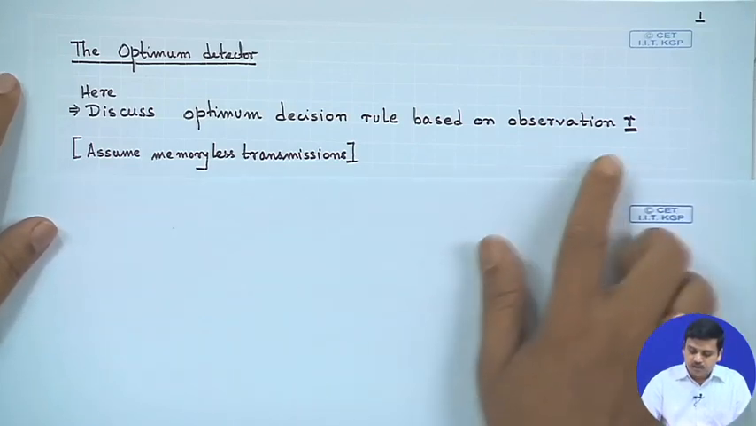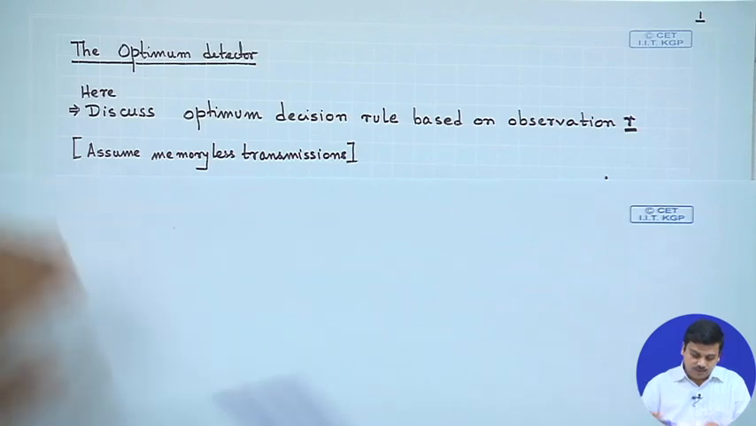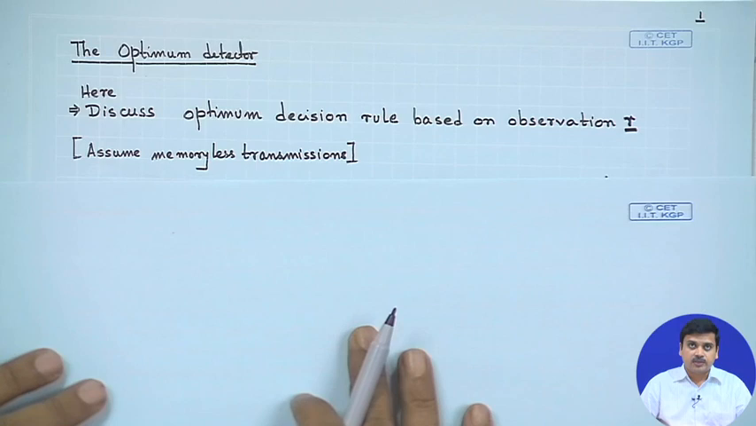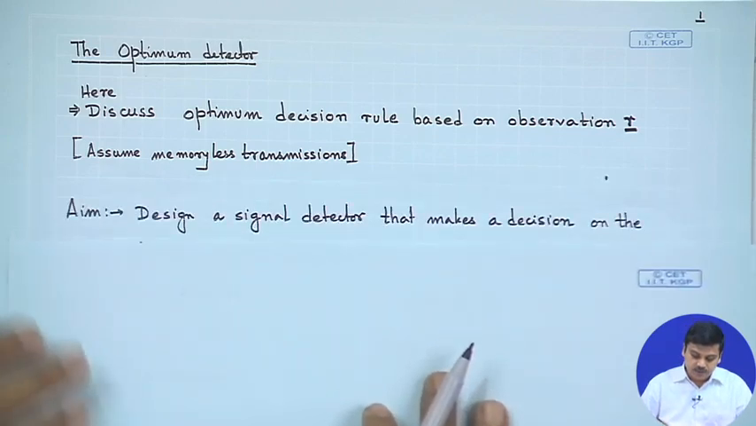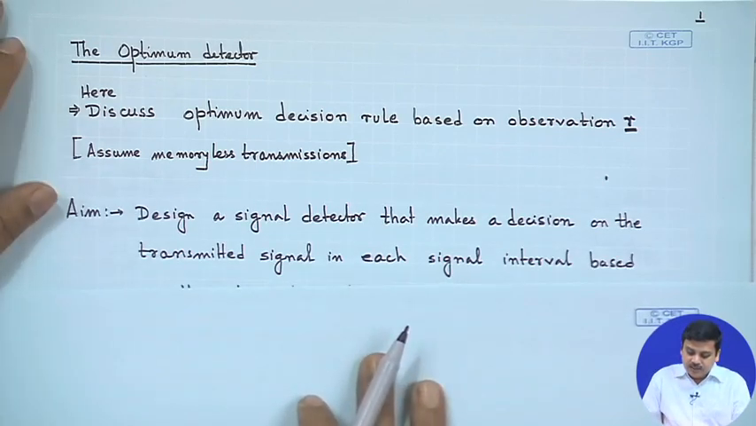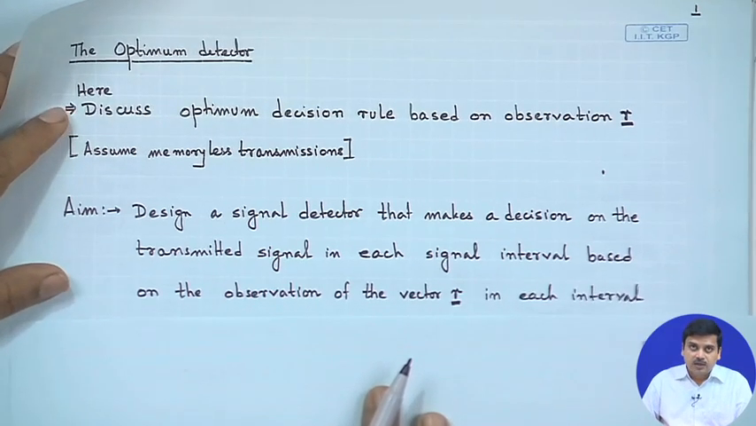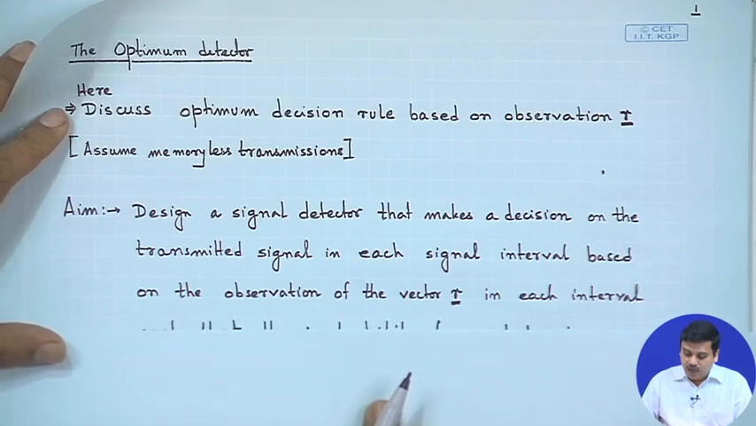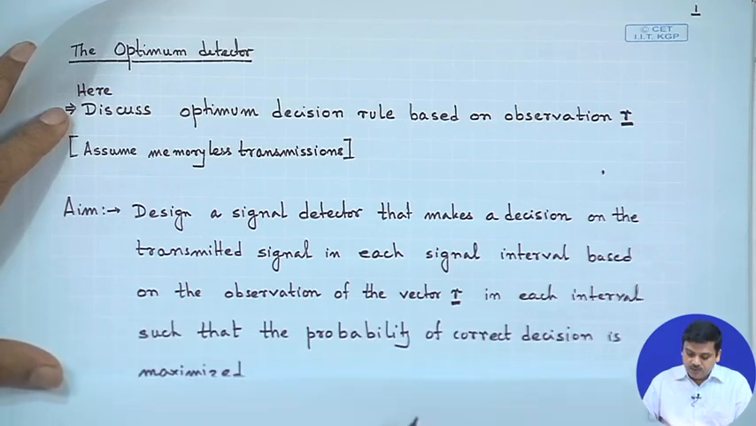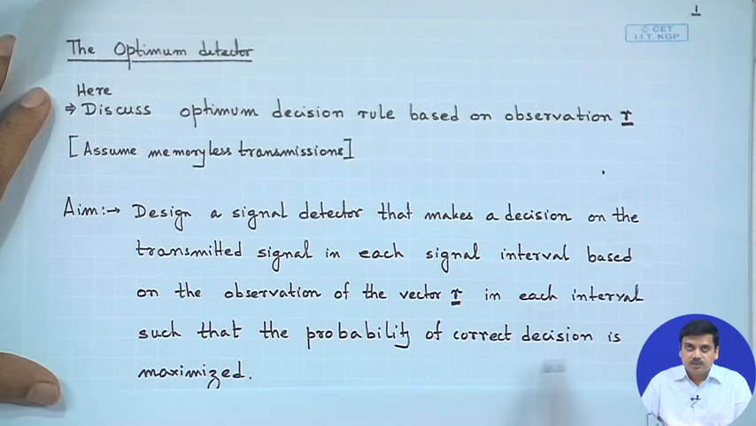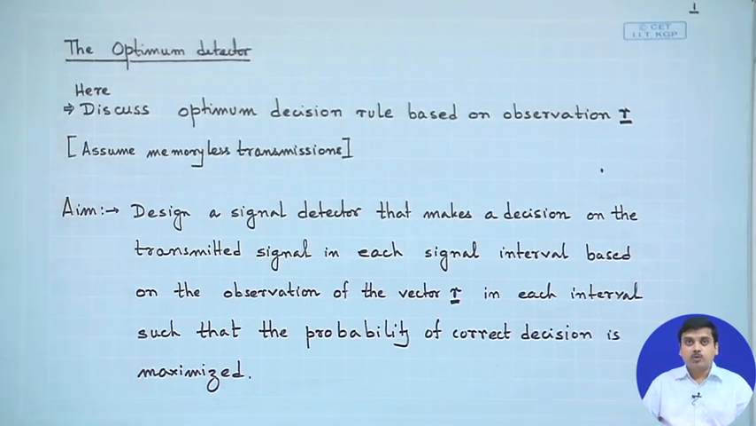So we move on to our discussion on the optimum detector, and we said that the optimum decision rule is to be based on the observation of the vector r, and for this case we assume memoryless transmissions. That means we do not assume transmissions with memory, and our aim is to design a signal detector which makes a decision on the transmitted signal in each signal interval based on the observation of the vector r, such that the probability of correct decision is maximized. And we explained qualitatively why we call it the decision process, because we are choosing one of the possible outcomes, one of the possible waveforms.